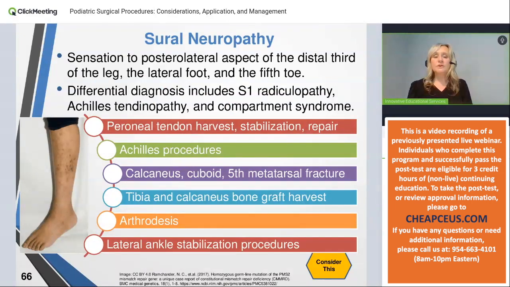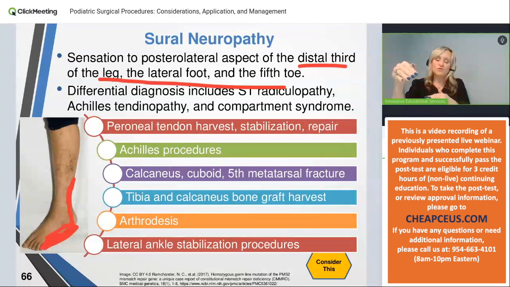Lastly, I want to mention sural nerve neuropathy. This is a potential complication that can occur in patients from the different surgical procedures of the foot and ankle. So we do want to monitor this and assess sensation. We're looking specifically at monitoring the distal third of the leg, lateral foot, and fifth toe. So in this region, we are going to check our sensation for our patients that have the different procedures where that is the approach for them, because it could potentially be compromised.